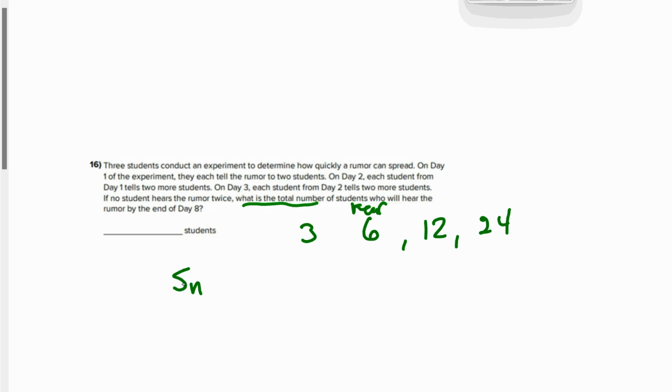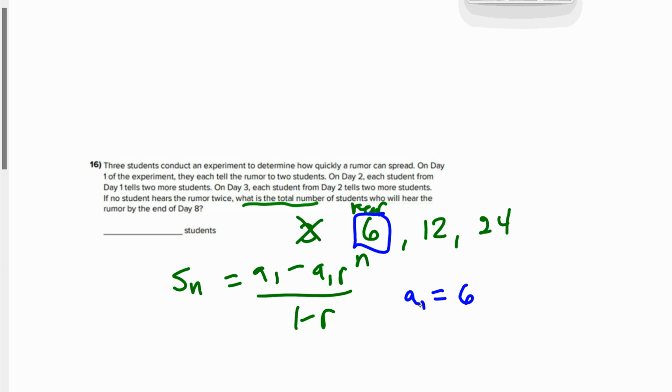And we want to find, okay, what is the total number? So that'd be S sub n, total number of students who hear the rumor. So these 3 people are not included in the total because they are the ones that started it. They didn't hear it. They just came up with it. a sub 1 times 1 minus r raised to n all over 1 minus r. So we need to find our a sub 1. Well, those are the first people that heard it. So a sub 1 would equal 6. So 6 minus 6, and our r, what are we doing each time? We're multiplying by 2. So our r equals 2.